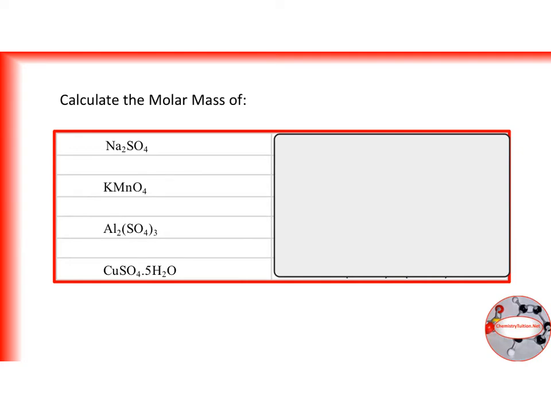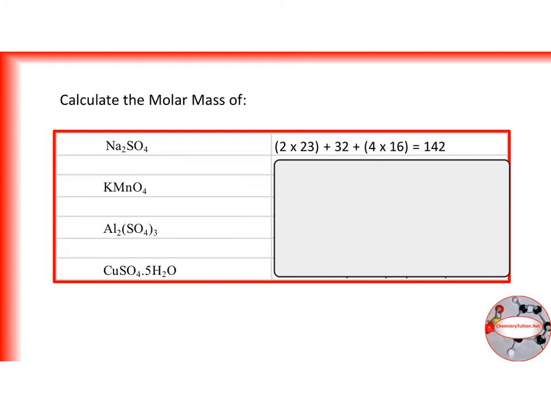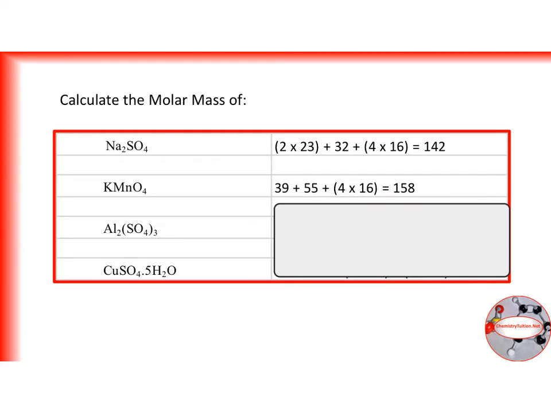So the first one is sodium sulfate. So I've got two sodiums, and sodium has a relative atomic mass of 23, one sulfur at 32, and then 4 oxygens, and each oxygen has a relative atomic mass of 16. So add them all together, you should get to 142. KMnO4, potassium 39, manganese 55, and then again 4 oxygens comes to 158.